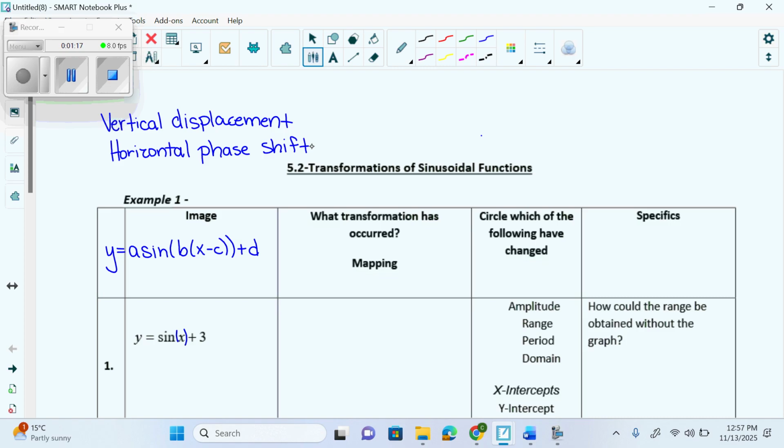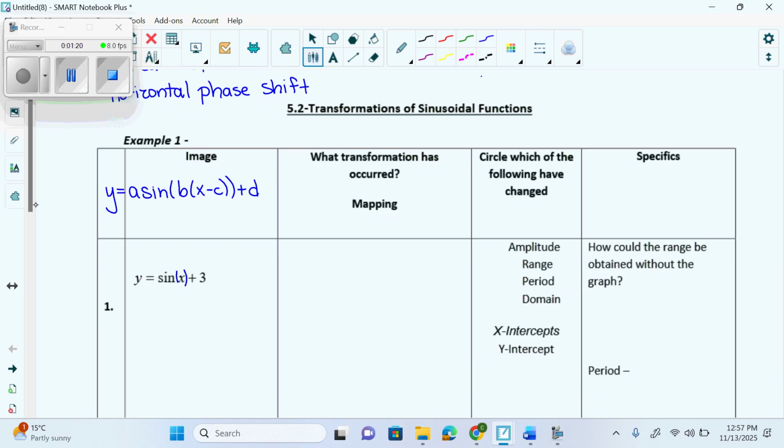So this 3 is at the very back, which would be in the same spot as D. So it would have a vertical displacement three units up. So I would give my mapping as xy becomes x, and how do I move 3 up? I take the y and I add 3 to it.